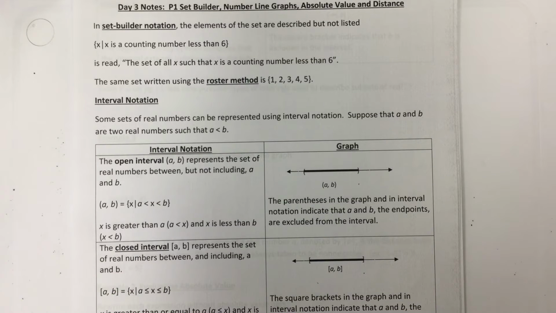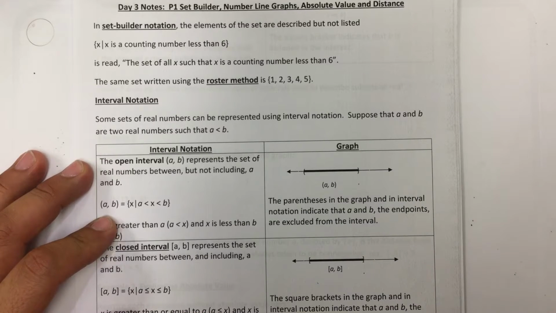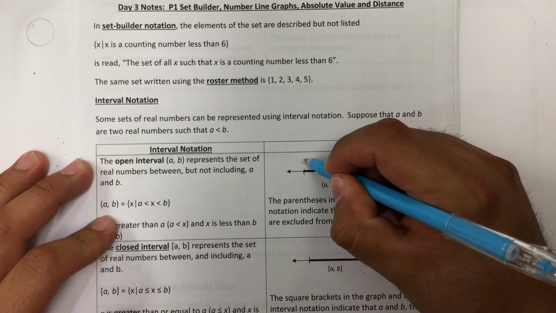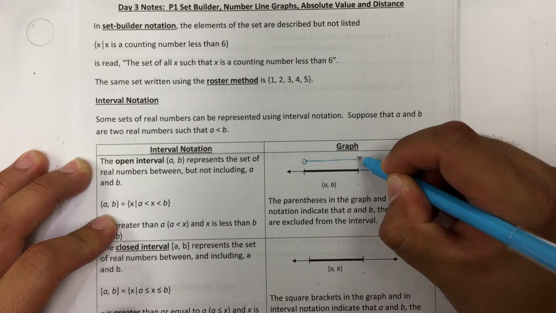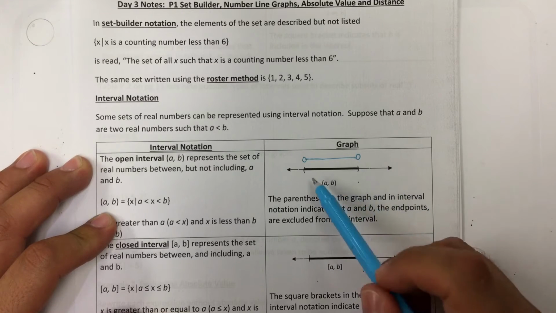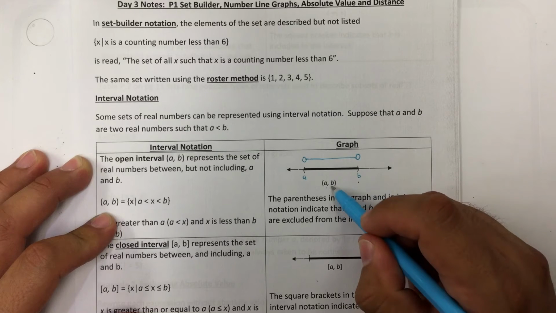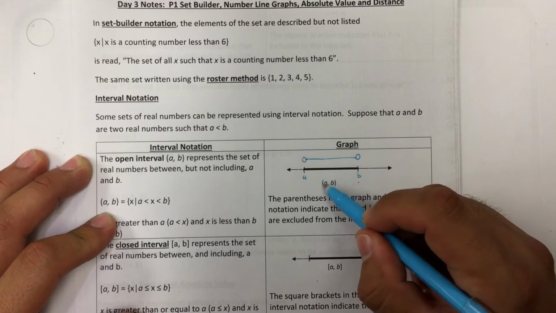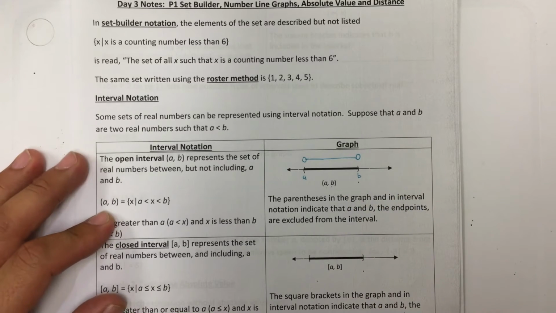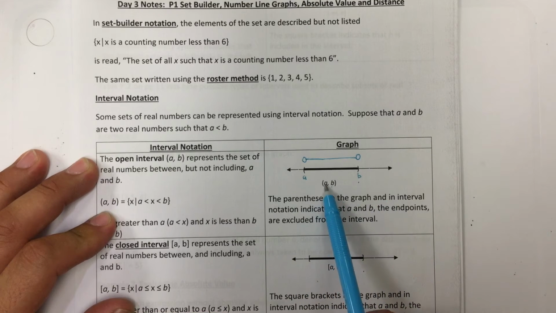Now, graphically, this is one way you can look at it. Notice the parentheses means not included. Another way that you might be used to seeing this is an open circle, going all the way over here, open circle. So when we show that something is not included, we use parentheses. This is the smaller number right here, A, and notice it comes first. The greater number is B, and that comes second. Since we have open circles, we use parentheses to represent that. The parentheses in the graph and in interval notation indicate that A and B, the endpoints, are excluded from the interval. A is one endpoint and B is the other endpoint.